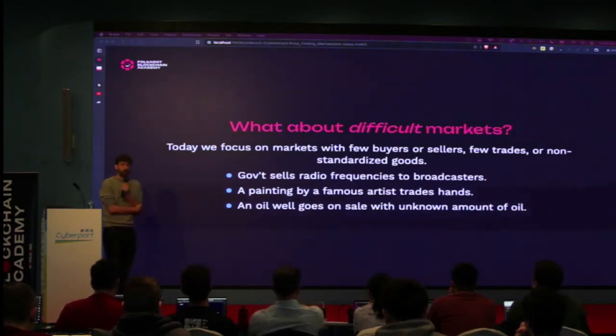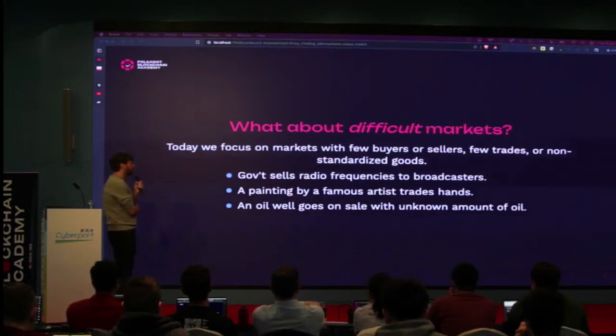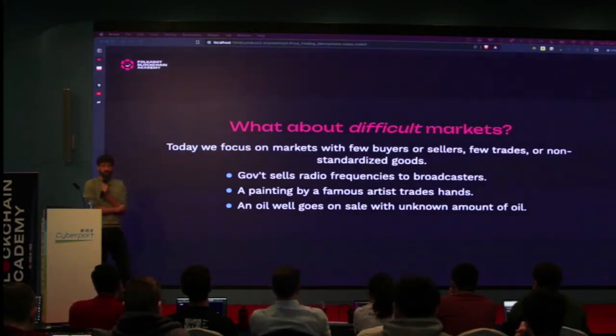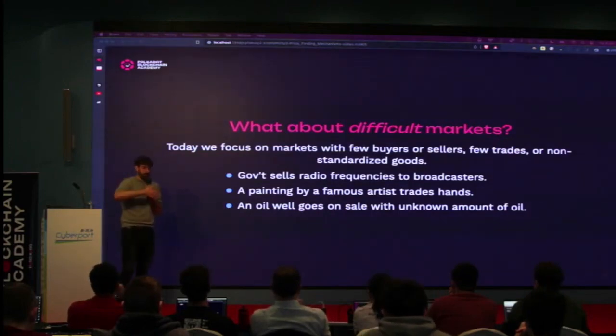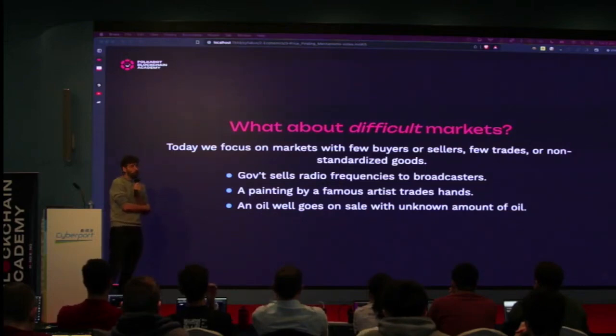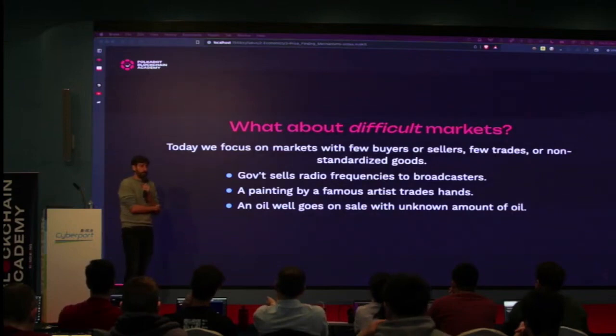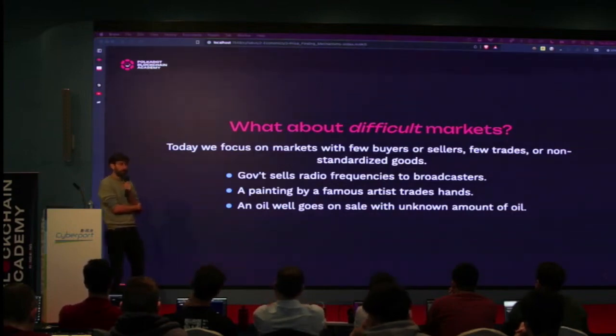And there are some other examples here. One big one is where the government sells radio frequencies to broadcasters. This is in certain intervals. It's like huge events because there's only a few buyers. There's only a few broadcasters that are actually interested. I think they are called spectrum auctions. For example, if 5G releases, you need to buy a certain bandwidth.